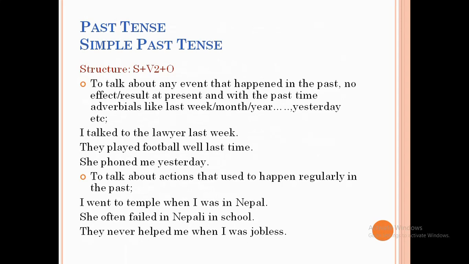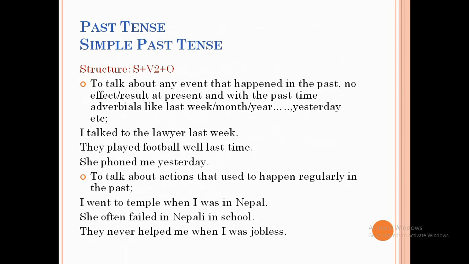So, let's talk about the next tense, which is past tense, and simple past tense. We will discuss it now. The structure of simple past tense is, every one of you knows this very clearly, subject plus past verb plus object, means subject plus verb 2 plus object.